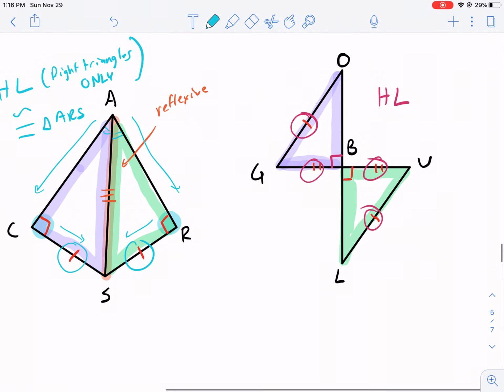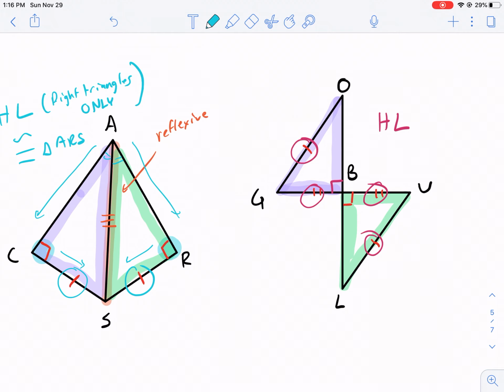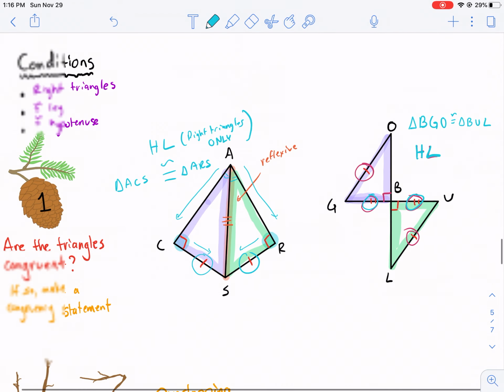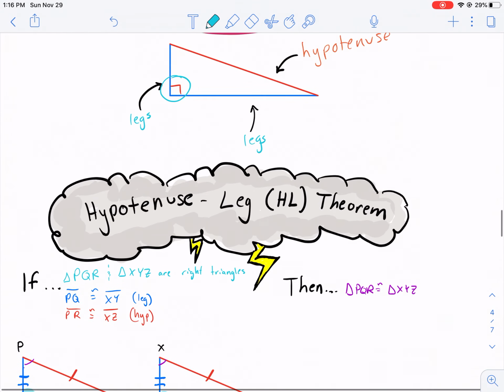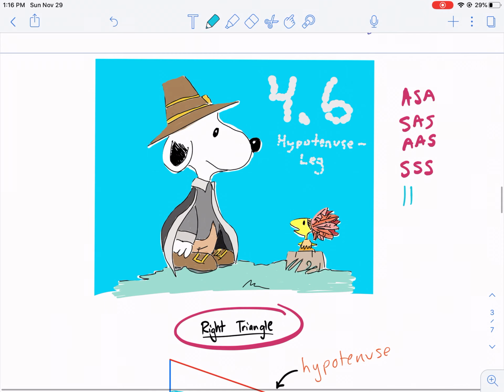So this one's also congruent. Let's name the triangles that are congruent. We're going to start with the right angle for both. So let's go triangle B, and we're going to go along the two side here. So BGO is congruent to, let's go again. Start at the right angle, BUL, and those are our two triangles. Okay, so we have our two triangles here, and it's congruent because of HL. And that's all we have. This is our fifth and final congruent statement, HL.